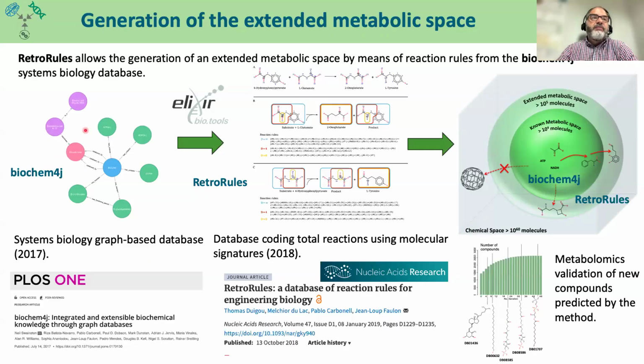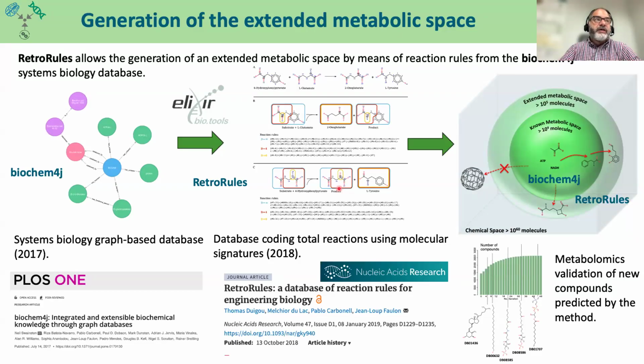And basically, what it performs is to start with a knowledge database, like this graph database that is called Biochem4J. And from there, you can extract the reaction rules that are representing every possible biochemical transformation at different levels of detail, different levels of specificity. This is a powerful generative system because it allows you to go from the known metabolic space into predicting other compounds that potentially could be present there because they fit into the same basic reaction rule that you have here.